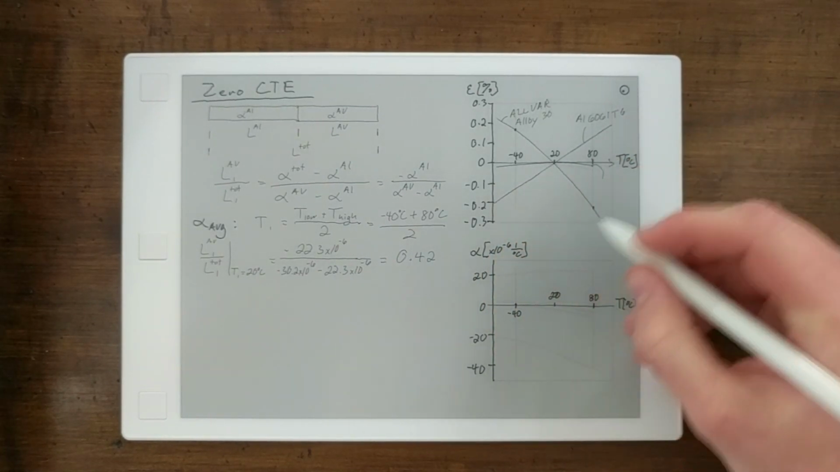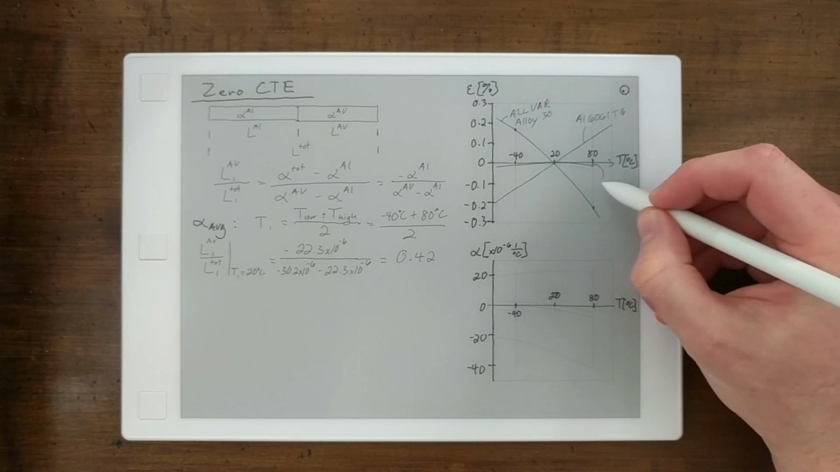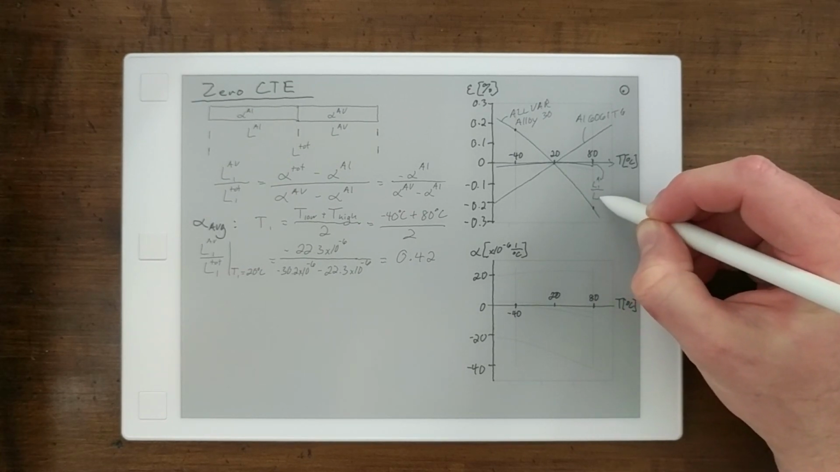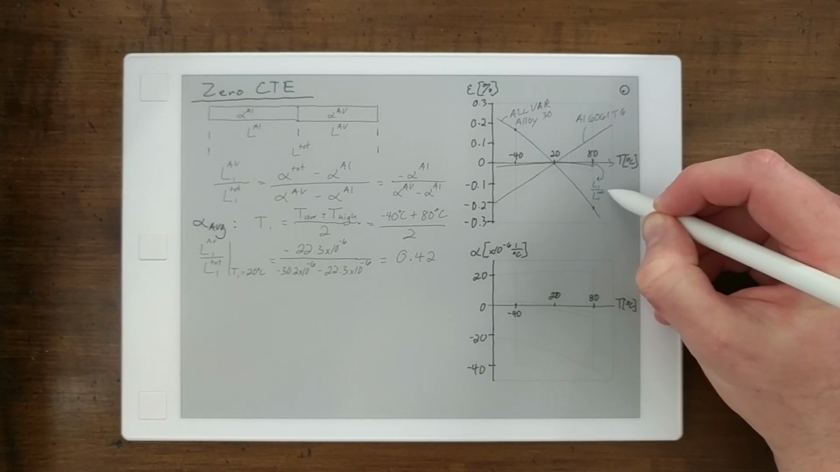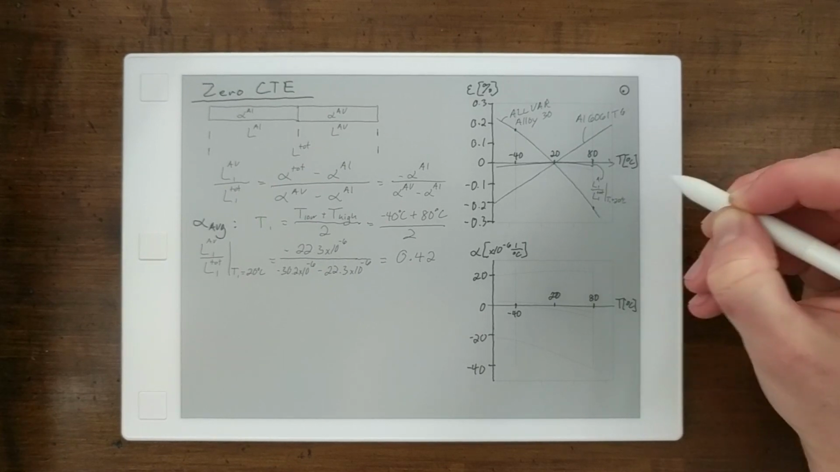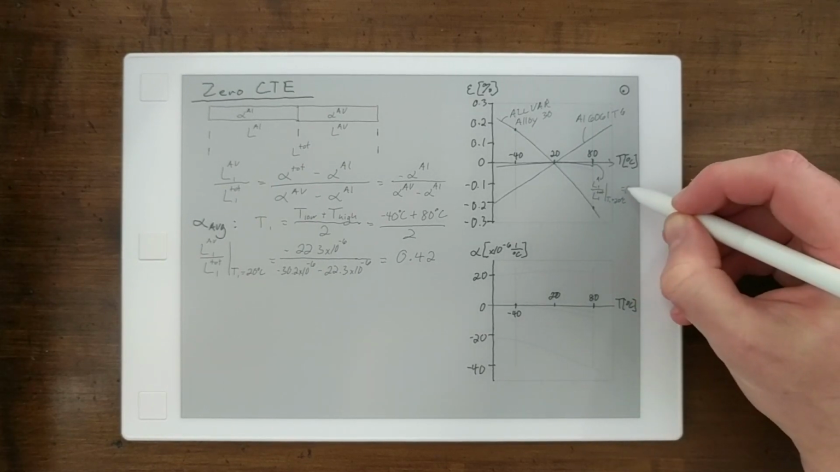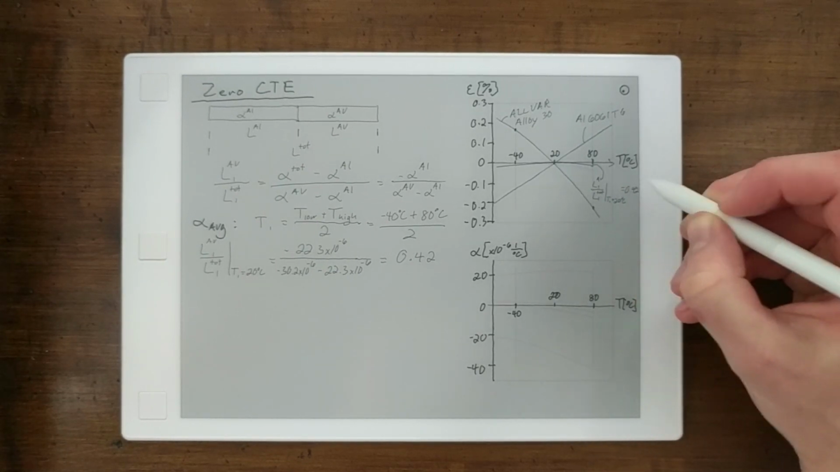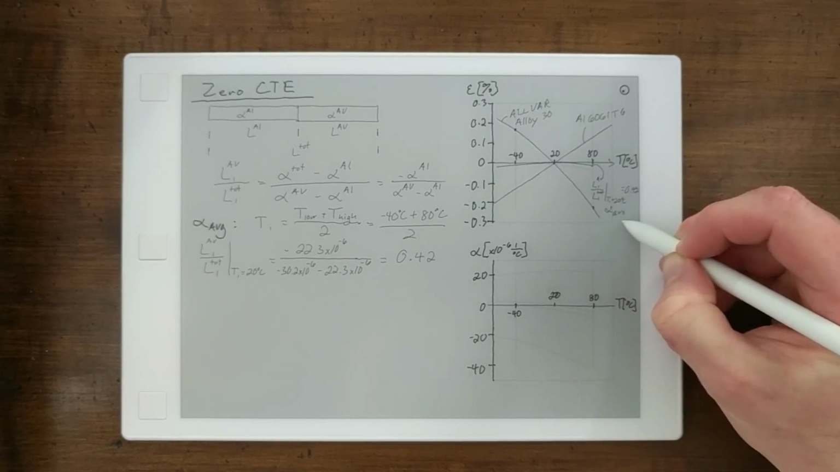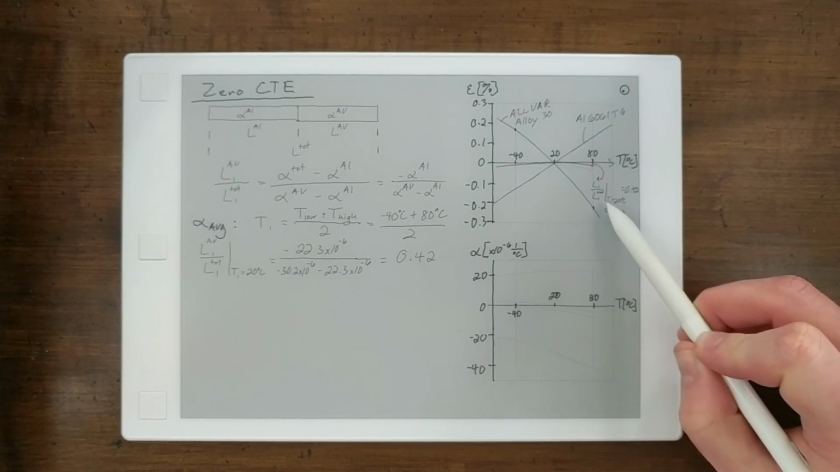And this is for L1 ALLVAR divided by L1 total at T1 equals 20 degrees C is equal to 0.42. And this would be for alpha average. So this is the average thermal expansion.